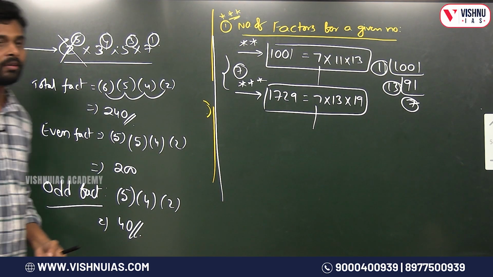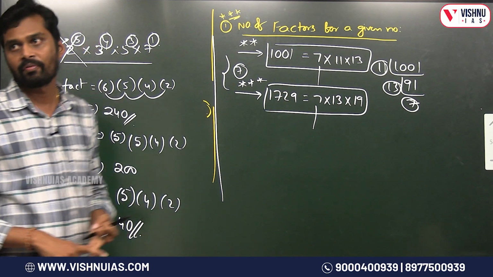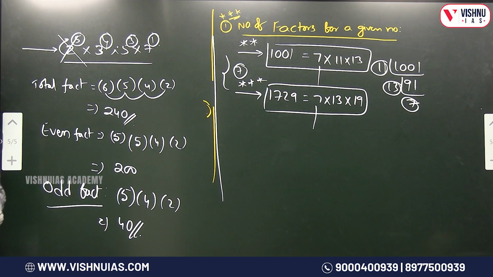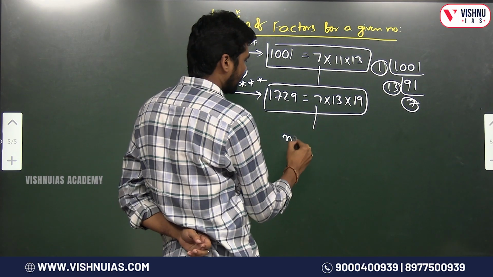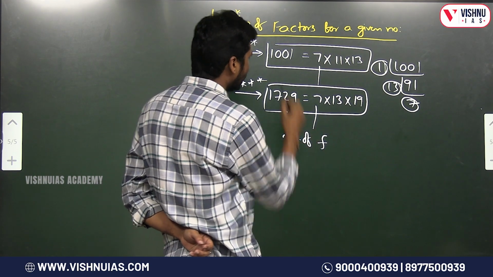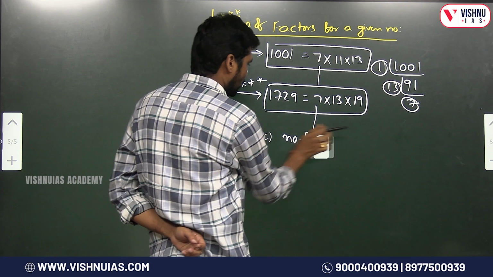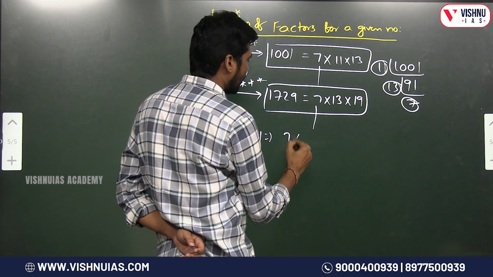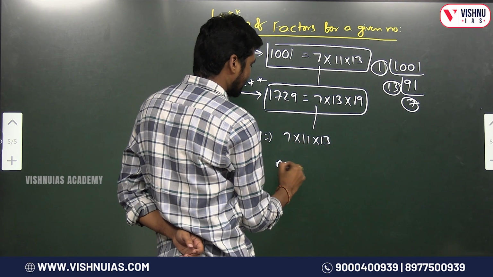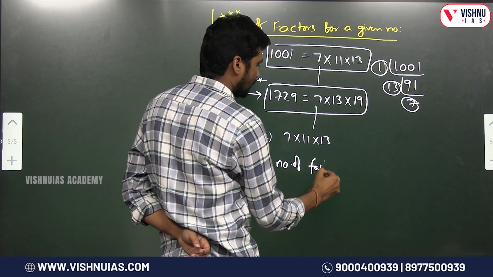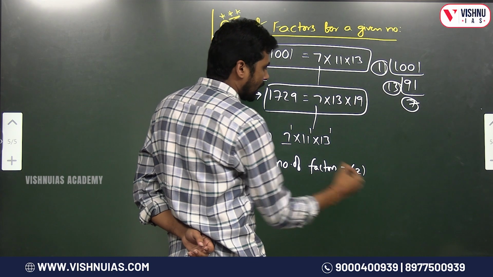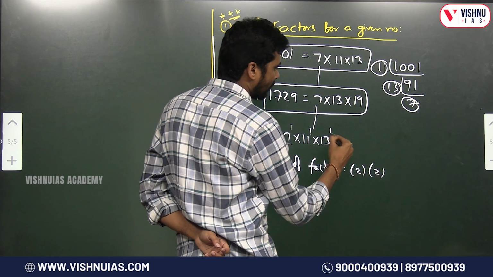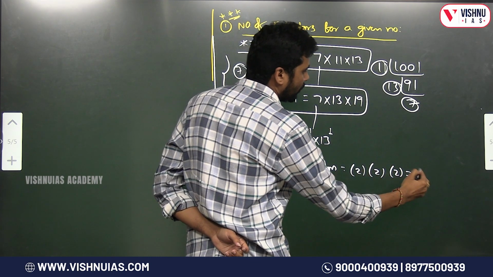This is how we find the number of factors, the number of even factors and the number of odd factors. Suppose I take 1001, which we wrote as 7 into 11 into 13. For the number of factors, as usual, the power is what? 1. So 1 plus 1 is what? 2. Again 1 plus 1, 2. 1 plus 1 is 2. So 2 into 2 into 2 is 8.